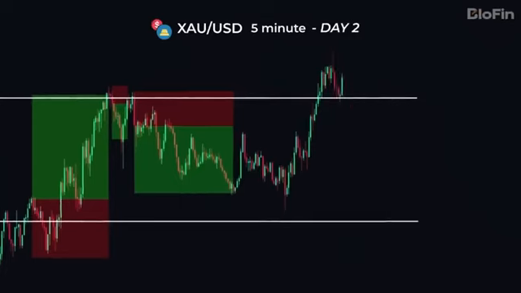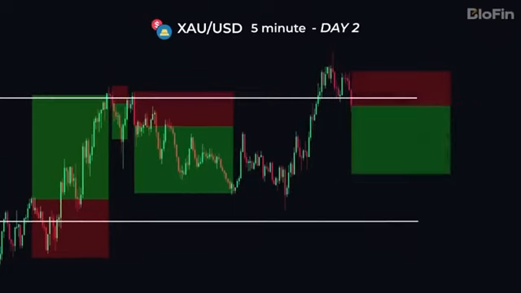After some time, price gave another short setup. We place our stop loss at the highs, take profit at 2 times risk. This time, price hit the stop loss, so that's a 1R loss.